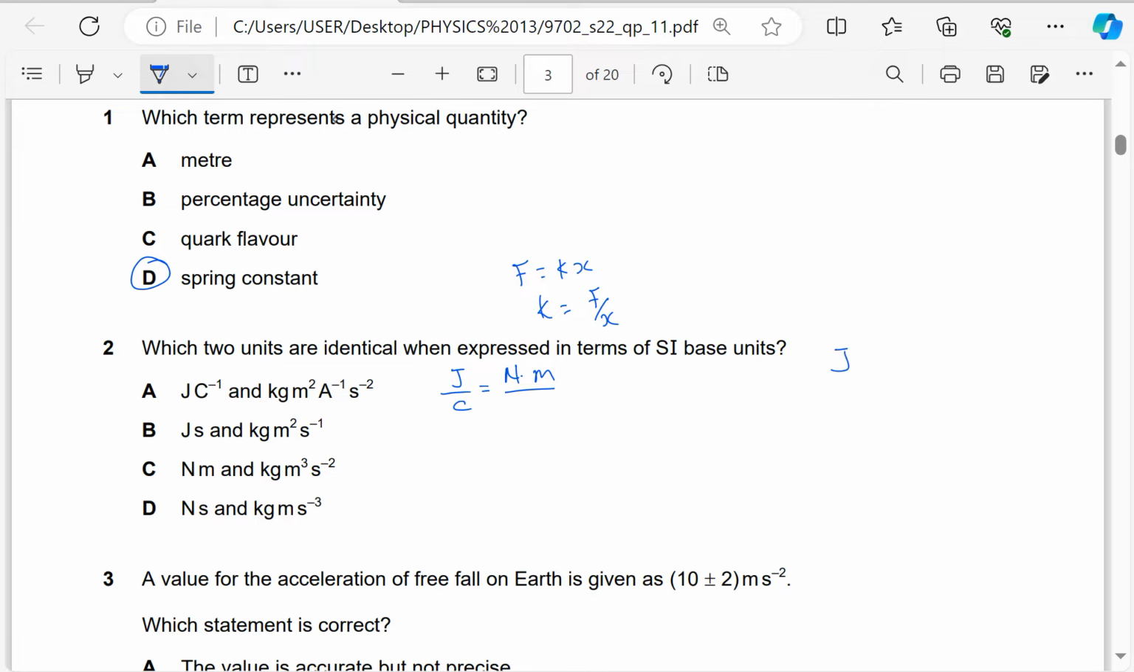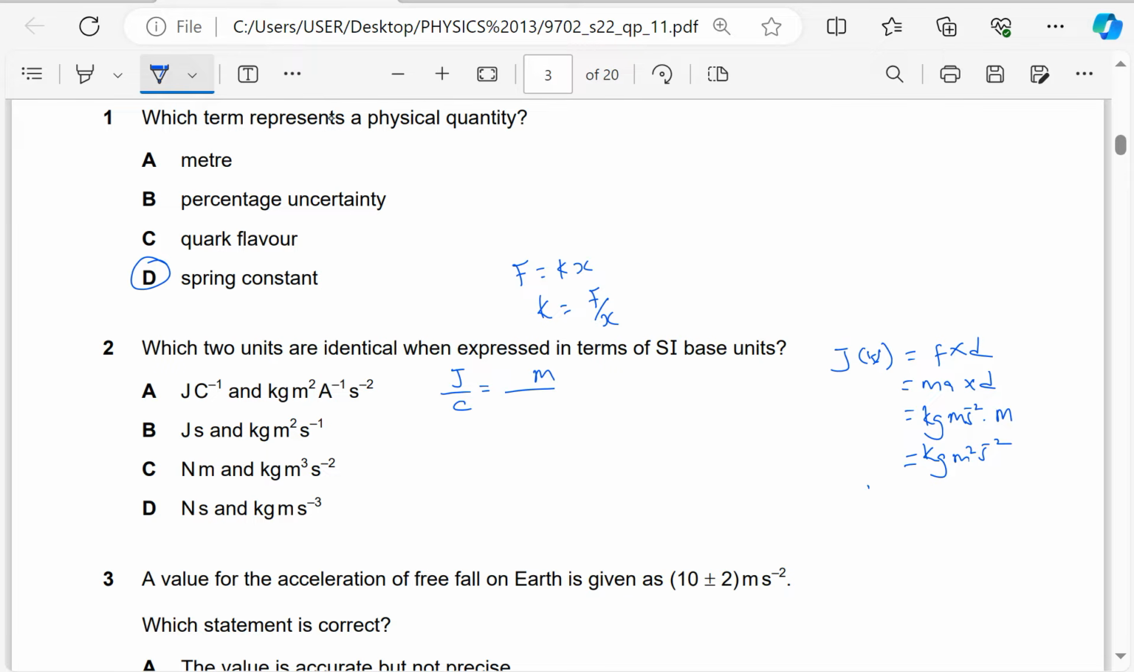So joule is a unit for work done, which is force times distance. And of course, force can be newtons, but I can also write force as mass times acceleration, then times distance. So this could be kilogram for mass, meters per second squared for acceleration, then times meters. So this could be kilogram meters squared per second squared.